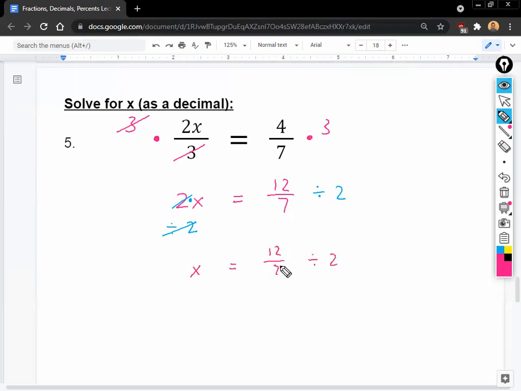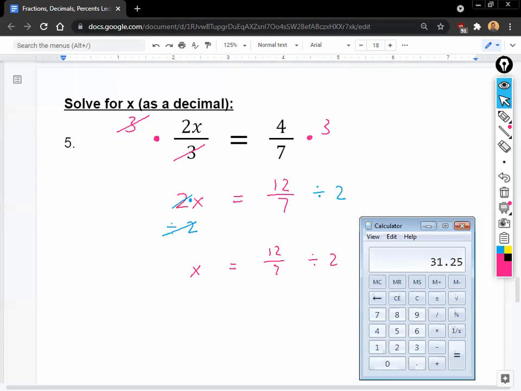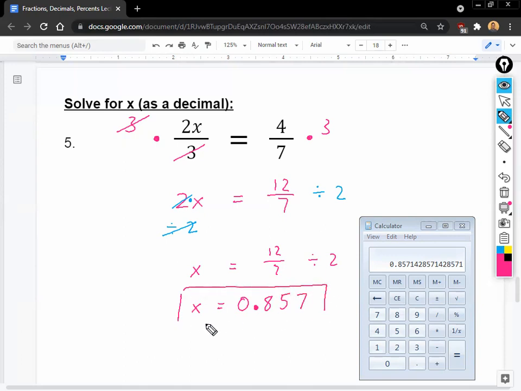Now, if you remember, what does the fraction line mean? Yeah, divide. So the fraction line means divide. So we're going to do 12 divided by the bottom, 7. And then we're going to divide that again by 2. And that'll give you your final answer. x is going to be equal to 0.85. And then you can just give me 3 numbers after the decimal, 857. And so that is going to be your answer.